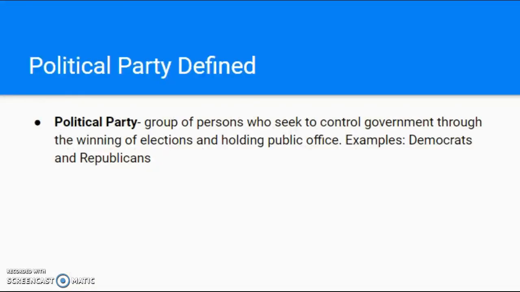Alright, so what is a political party? A political party is a group of persons who seek to control government through winning elections and holding public office. An example of a political party would be the Democratic Party or the Republican Party.